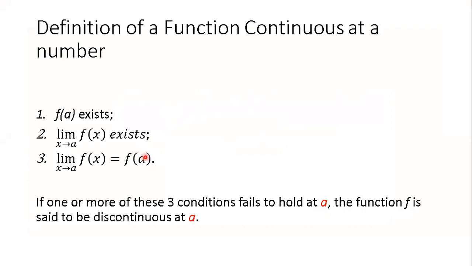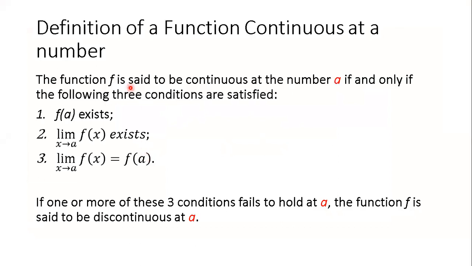For the definition of a function continuous at a number, the function f is said to be continuous at the number a if and only if the following three conditions are satisfied. And again, if it does not satisfy the three conditions, then we cannot say that the function f is continuous.